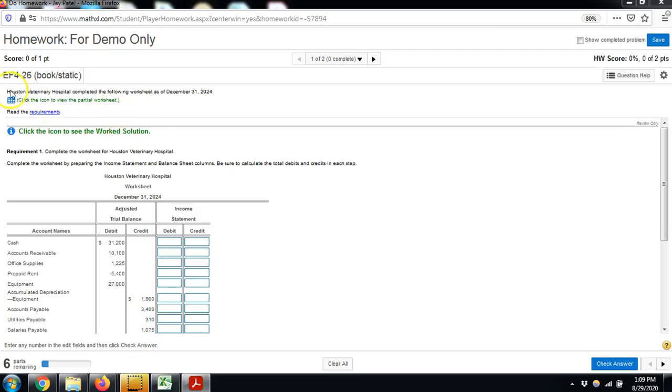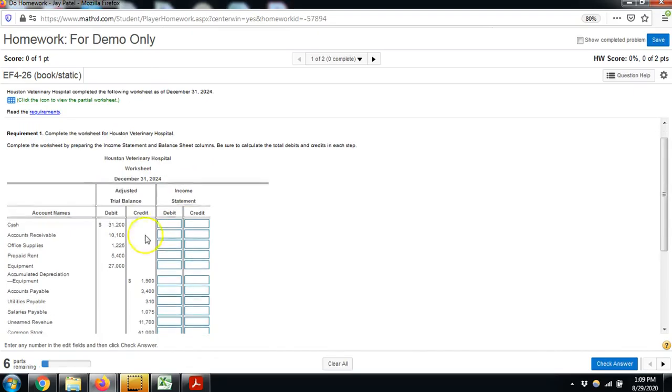So we're going to be doing EF4-26 from the book. This question basically is going to ask us to work with the worksheet and also do the closing entries, and after we've done the closing entries, put together the post-closing trial balance. So let's start with requirement 1, which is to complete the worksheet.